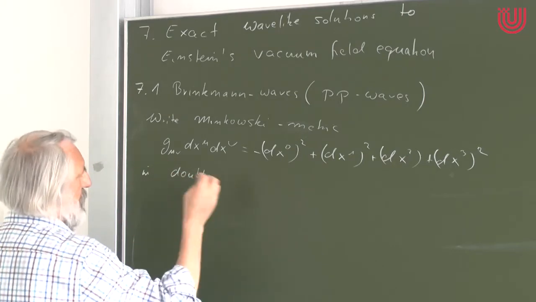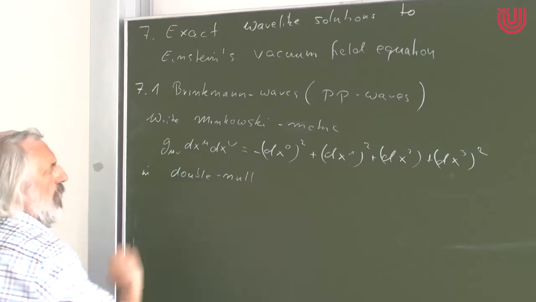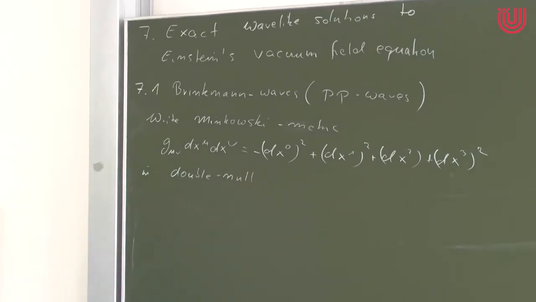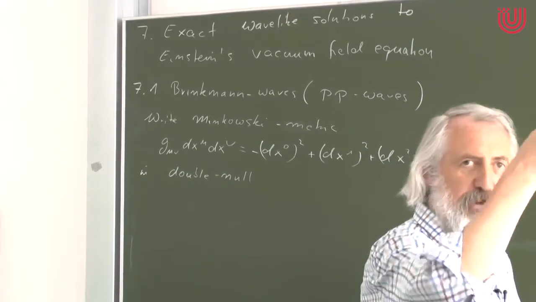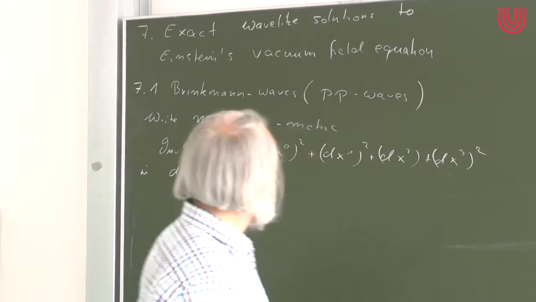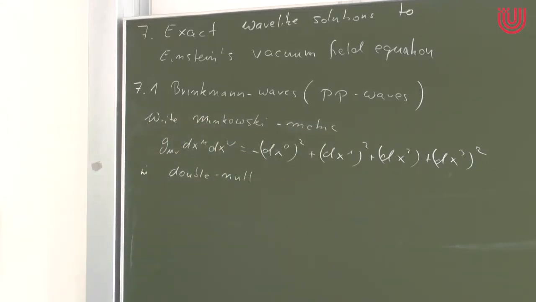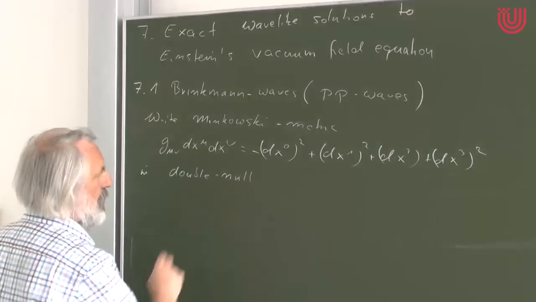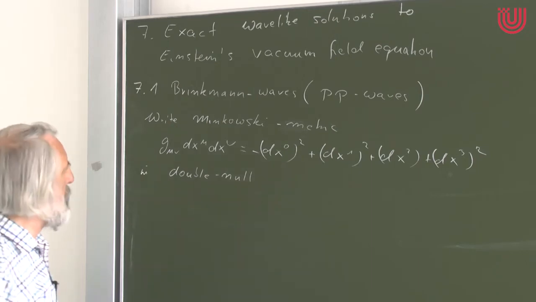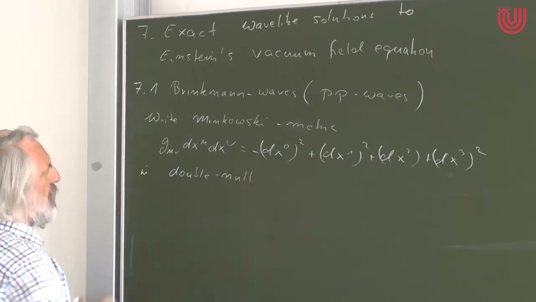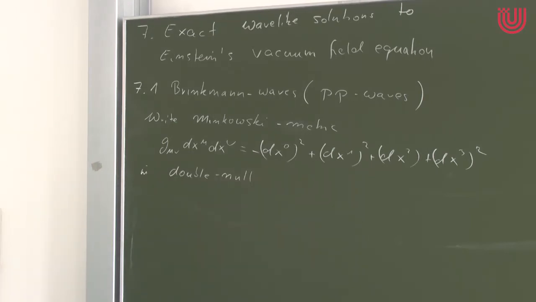I used to avoid the word null. It is very often used as synonymous with light-like. I always find the word null misleading, because there's also a null vector in the sense of zero vector, and this is something different, right? There's only one zero vector in Minkowski spacetime, but there's a whole cone of null vectors, of light-like vectors. And these two things should not be confused. In particular, if you tell mathematicians about a null vector, they of course think this is the zero vector of the vector space. So you would very often cause confusion. So I usually say light-like instead of null. But for this coordinate system, it is just common to call them double null coordinates.